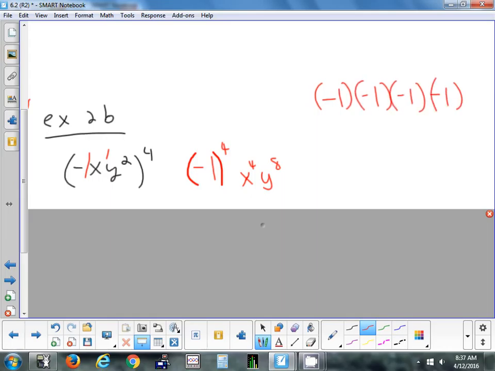And I don't care what power you raise 1 to, it's always going to be 1. It could be -1, but it could be 1 to the 915th power. You're still going to get 1. You're multiplying 1 together a bunch of times.